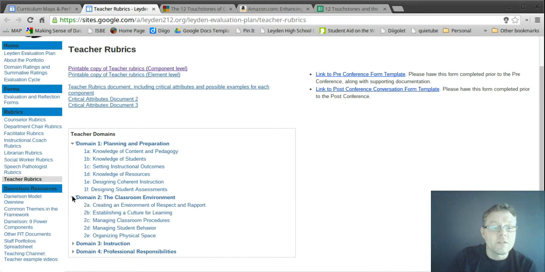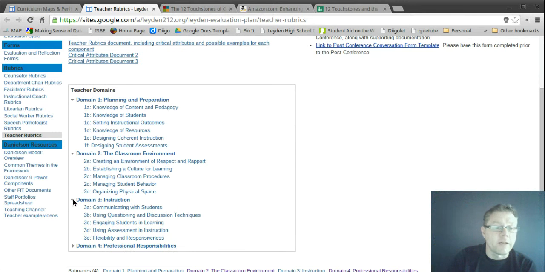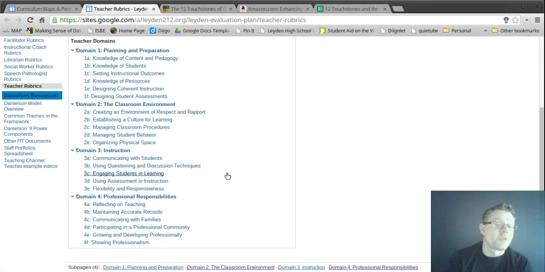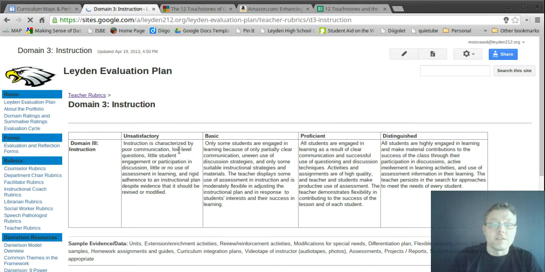So those are the domains, but there are subcomponents where they break it down a little further, are a little more specific about what good teaching is. So under planning and preparation, you've got these components here: knowledge of content, knowledge of students, outcomes, etc. The classroom environment, instruction, and professional responsibilities. You can see the rubrics in Danielson. We've modified a few of them very slightly, but if you want to see, for example, what do we mean by instruction overall, you can click on Domain 3 Instruction and see these are the rubrics.